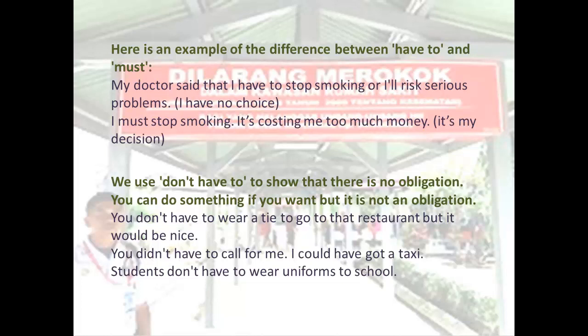We use don't have to to show that there is no obligation. You can do something if you want, but it is not an obligation. For example, you don't have to wear a tie to go to that restaurant, but it would be nice. Number 2, you didn't have to call for me. I could have got a taxi. Number 3, students don't have to wear uniforms to school.